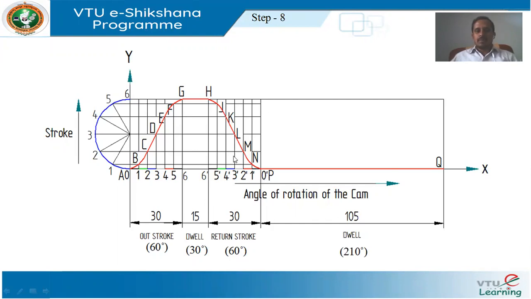So by measuring this vertical distance, or using a compass, we can take this vertical distance directly, and then we can mark this distance from the respective division points while constructing the cam profile.